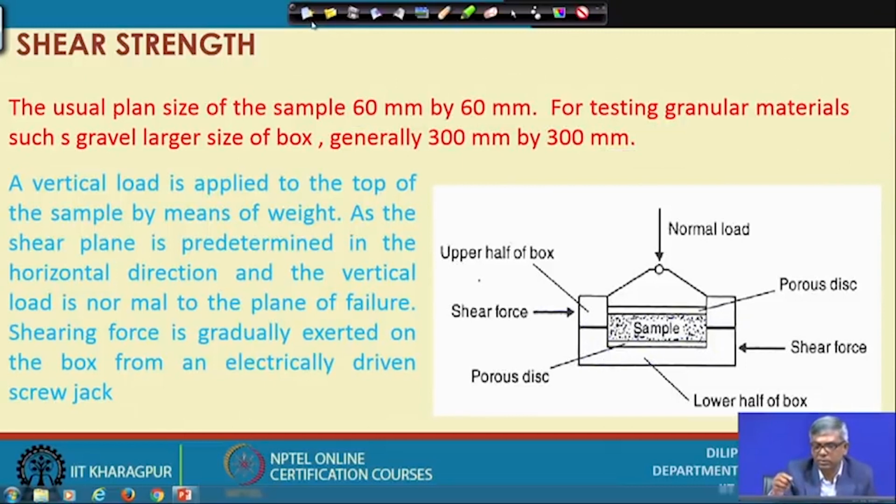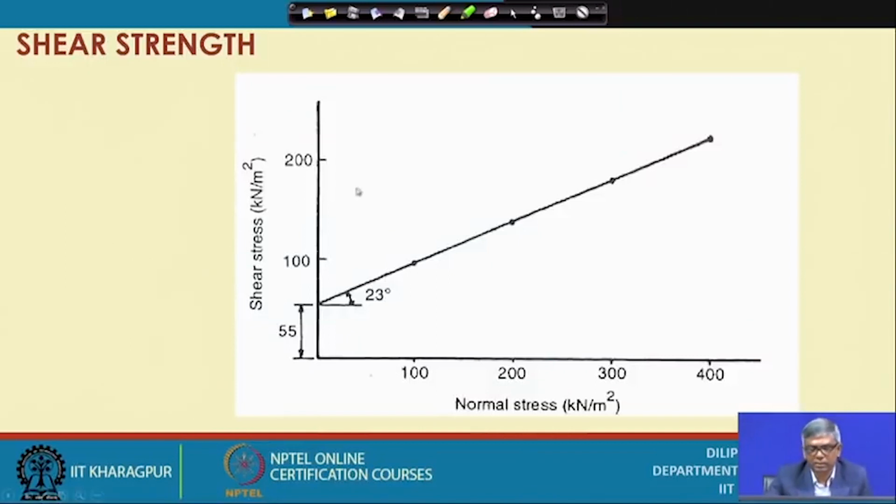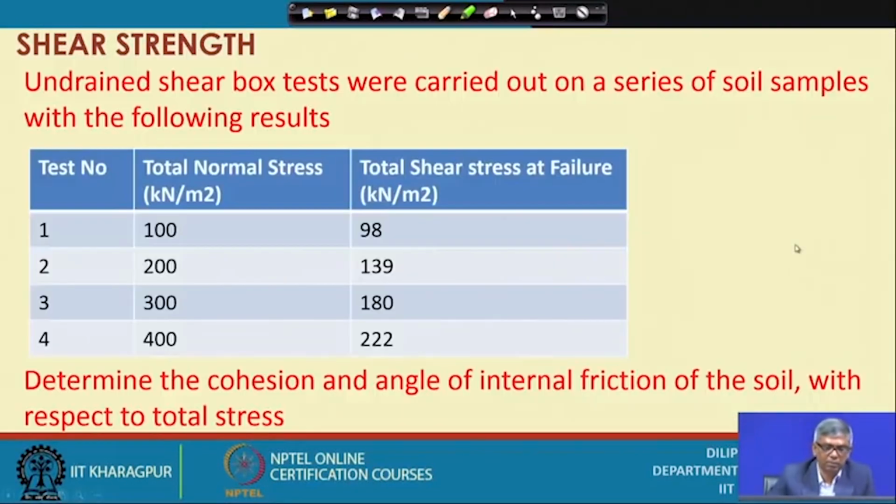This is the test procedure, and then suppose I take a set of data from a particular test. As we have seen, the shearing resistance from friction is a function of normal stress. Because of that, the test is carried out for different values of normal stress: 100, 200, 300 and 400.